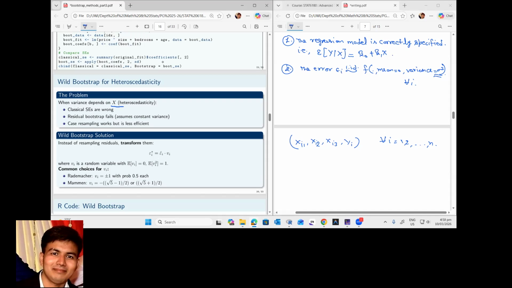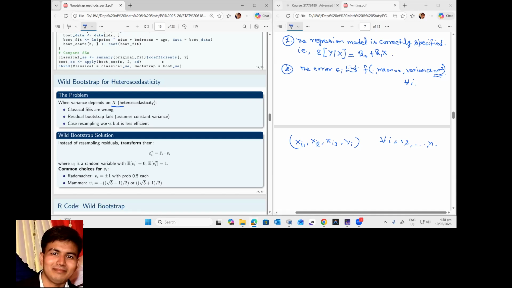Residual bootstrap fails because it assumes constant variance, and case resampling works but is less efficient. So basically, when heteroscedasticity is there while retaining the fixed value of X structure, we use the wild bootstrap method. Instead of resampling the residuals, it transforms each residual by a random variable, preserving the variance at each xi. So we are going to use the transformation in this method.